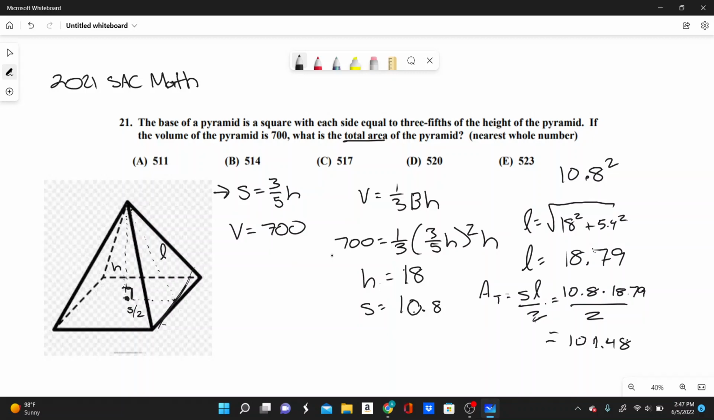Then from there, we know there's 4 triangles, so just multiply that value by 4, and then add the area of the square on the bottom, which was 10.8 squared, and you get a final value of 523. And that's answer choice E.